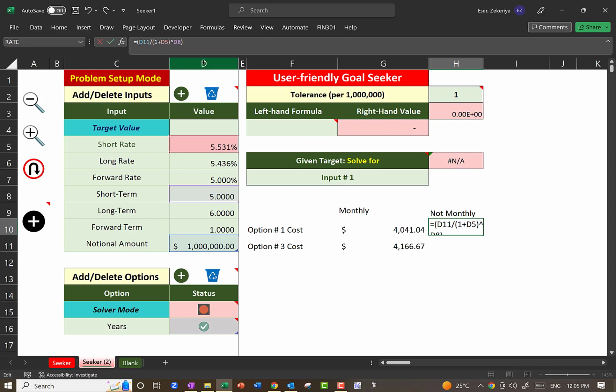So in this example, in the last year of that contract, you effectively paid 49,622 in interest. In this option 3, 1 million times, since we're doing compound, 1 plus the forward rate raised to the power forward term minus the notional. Let's calculate the difference.